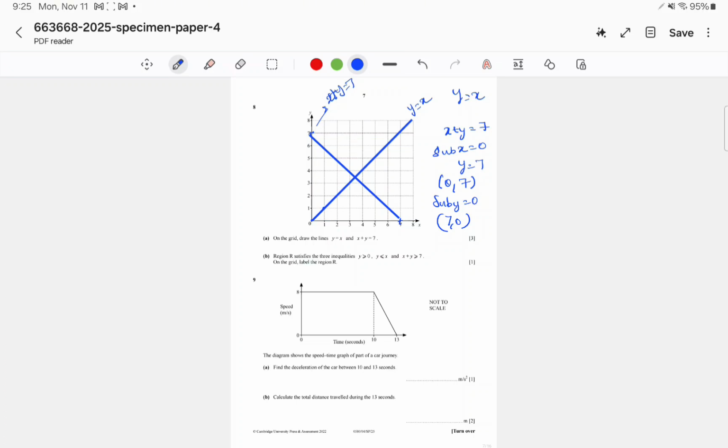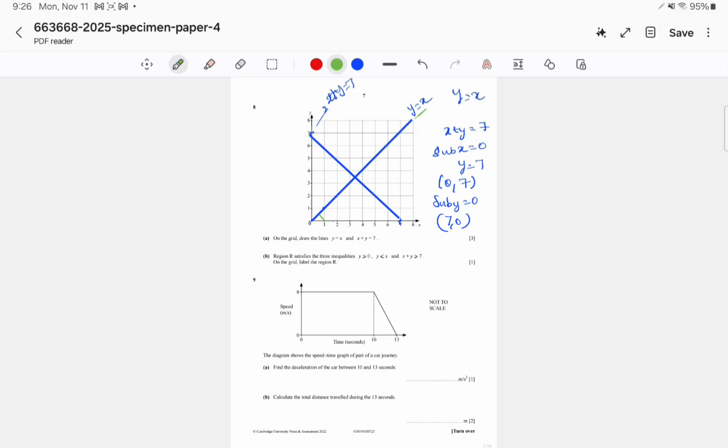If the region R satisfies the three inequalities, y is greater than or equal to 0, y is less than or equal to x, and x plus y is greater than or equal to 7. So first condition, y is greater than or equal to 0, or y is equal to 0, this graph. Anything above this will be taken into account. Y is less than or equal to x, so below this line everything will be counted.